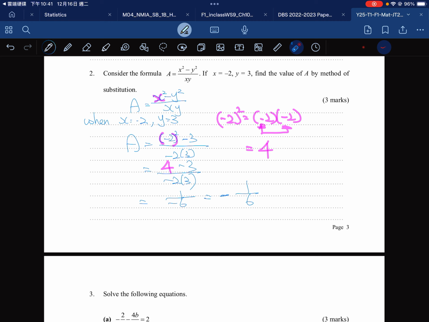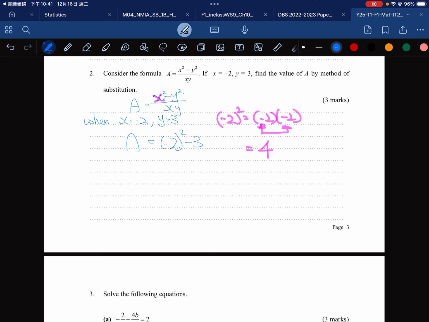Oh, wait. I always make another mistake. Luckily, I found out after some checking. So we plug in a number, minus 2 squared. This time I forgot to use the color. I want to focus on working things out. So it's like this. So 5/6 is the answer.